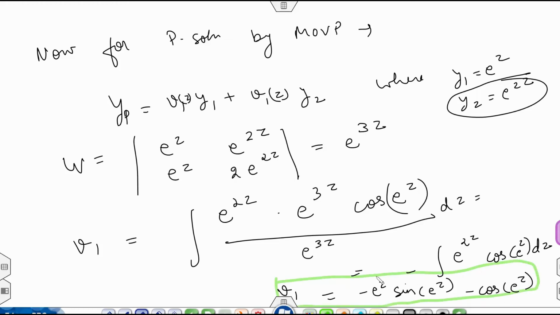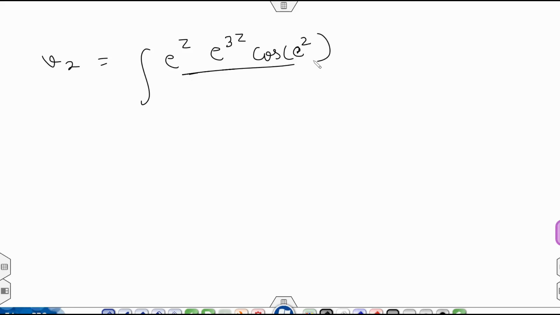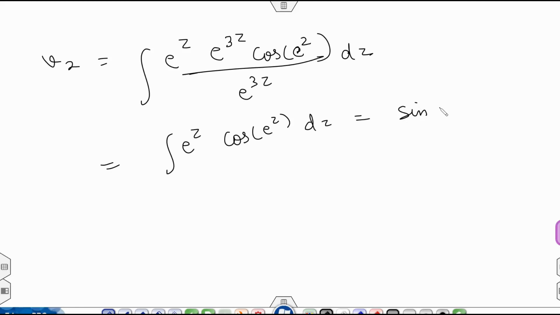This is our v1. Now let us find out v2. v2 is y1 into rx upon e to the power 3z. So here we are getting sine of e to the power z. This is our v2. So finally, what is our yp?